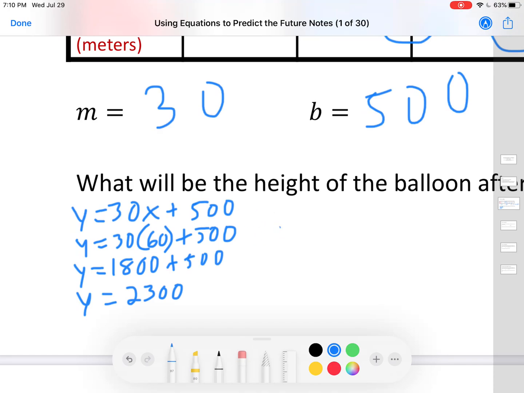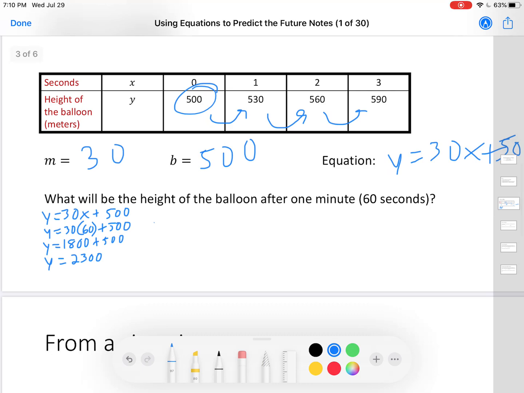All right, now, last step, interpret. What will be the height of the balloon after 1 minute, which is 60 seconds? Well, y is 2,300, and y is the height of the balloon in meters. See? Y is the height of the balloon in meters. So if y is 2,300, and 2,300 is the height of the balloon in meters, then the balloon will be 2,300 meters. And is it positive or negative? Since it's positive, it is up. 2,300 meters up, and we have made a prediction of the future.